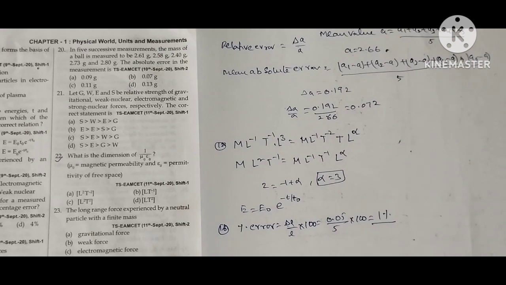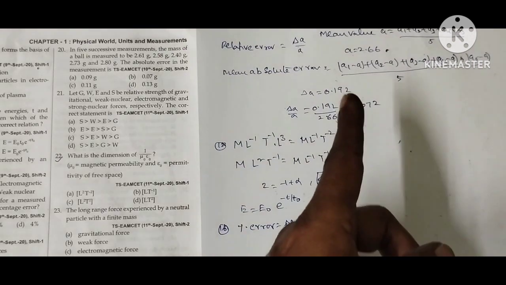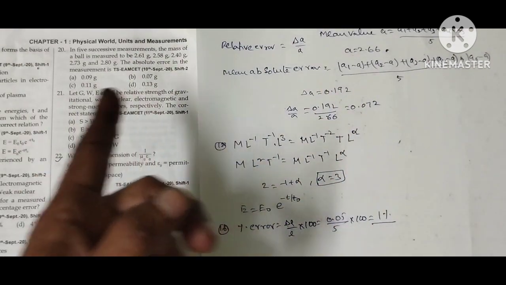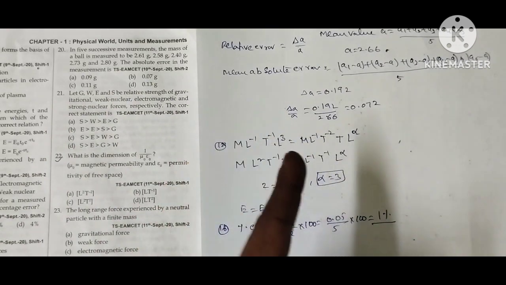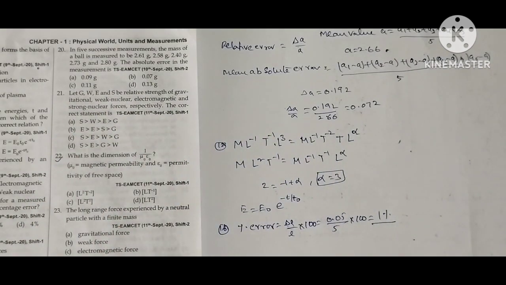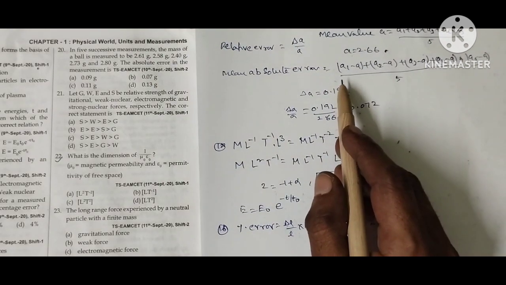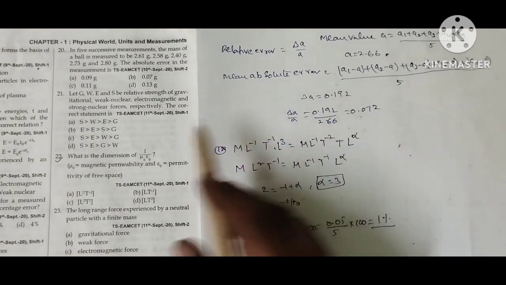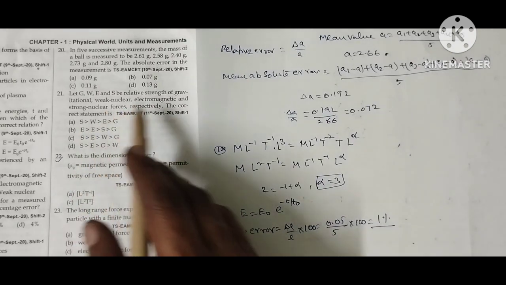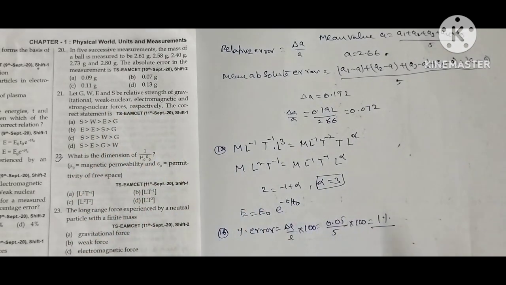Absolute error means, as we did previously, you can find delta A. First you have to do the average, you will get the value of A, and then you have to find delta A simply. You can use this formula. Next will be 21, the same theory based question.